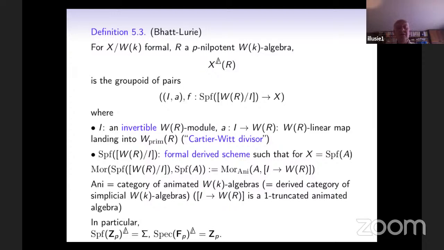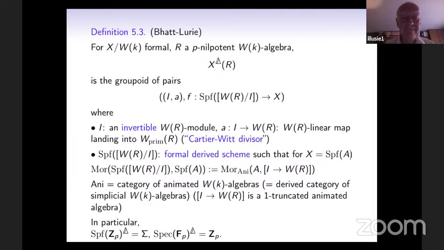First of all, you give yourself over W(R) an invertible W(R)-module I. But it's a linear map, not necessarily injective. It looks like an ideal, but it's not really. From I to W(R), which lands into W prime of R, so some kind of a Cartesian divisor. For those who like log structure, it is some kind of Deligne-Faltings log structure of rank one. What Deligne called a quotation mark divisor. So you have a line bundle and a linear map to O, but it's not necessarily surjective, so the dual is not necessarily a Cartesian divisor, but this sort of thing.